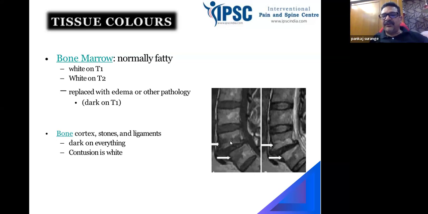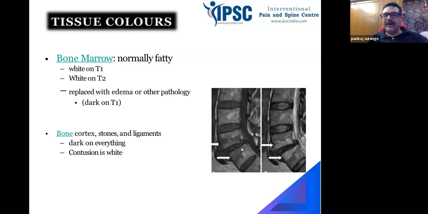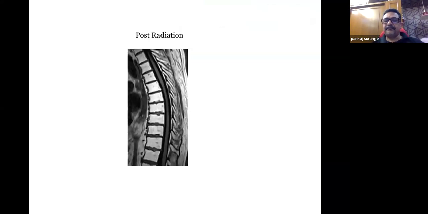But when I'm looking at this vertebral body, there's a darkness over here on T1, but if we compare with the T2, it is white over here. So what is this? Edema. Yes. Edema of the end plates. This is a sign of inflammatory reactions happening over the end plates.